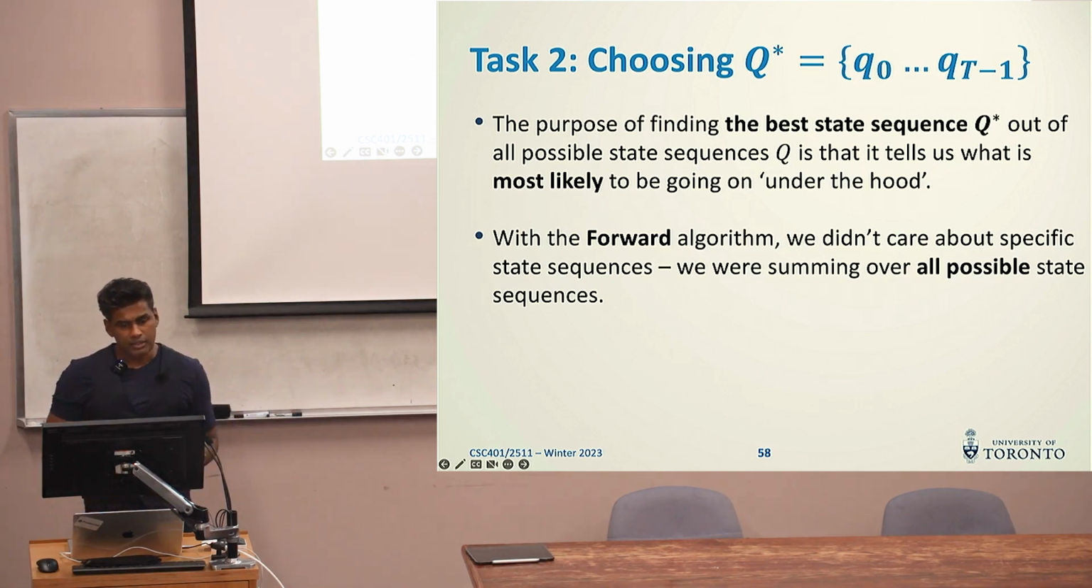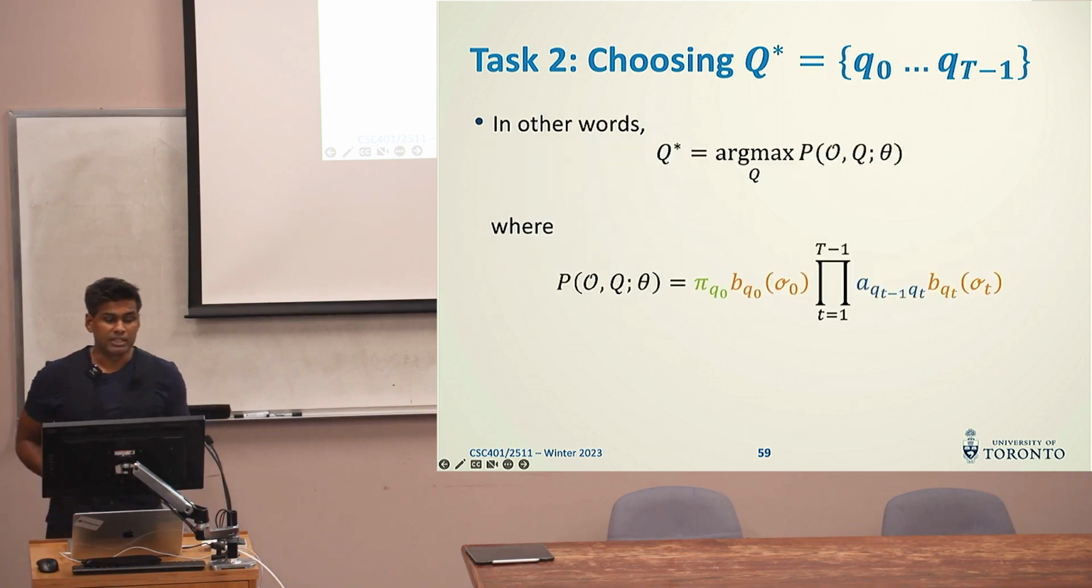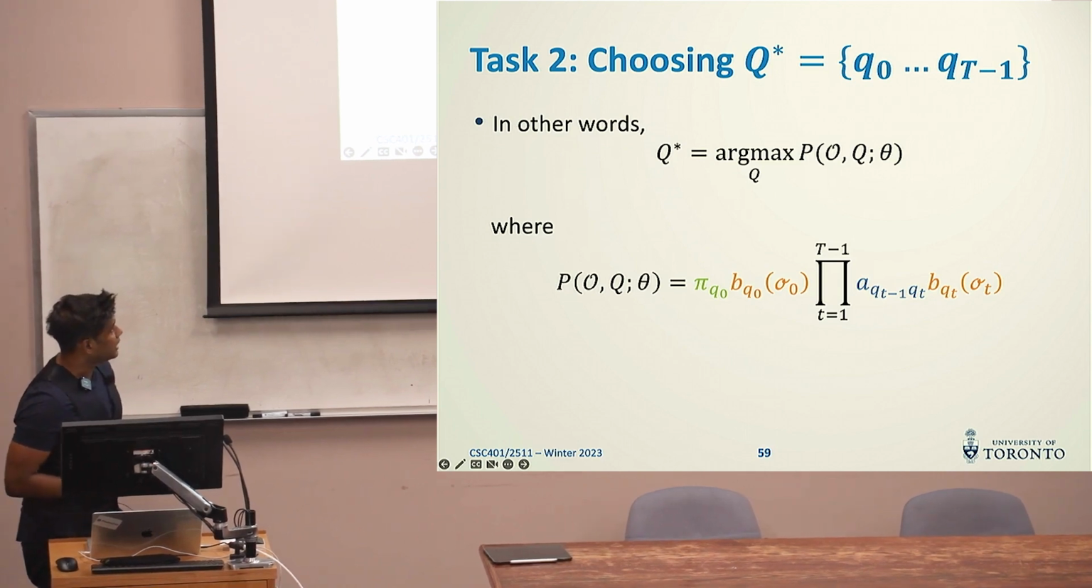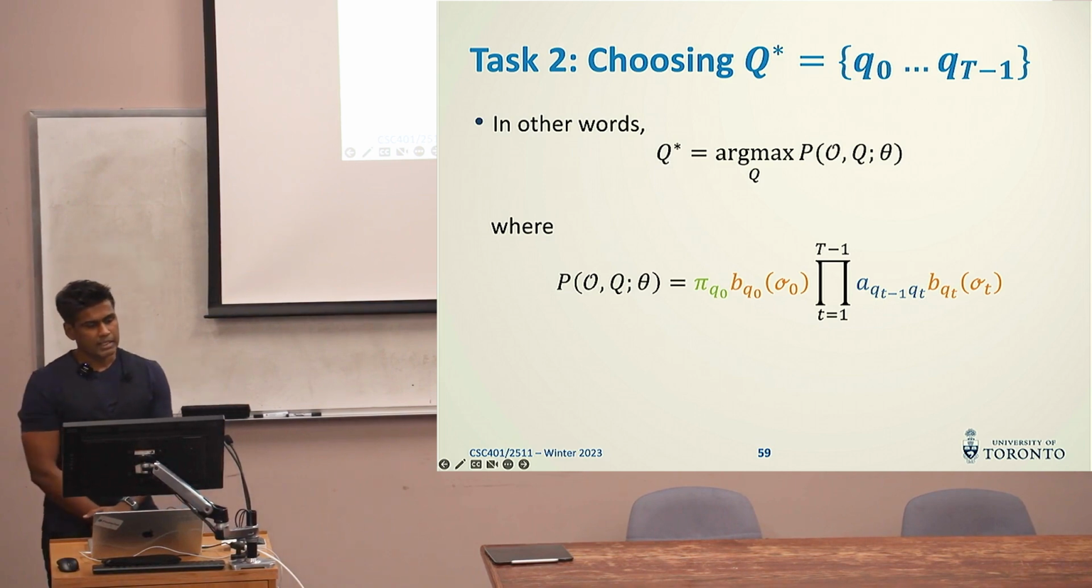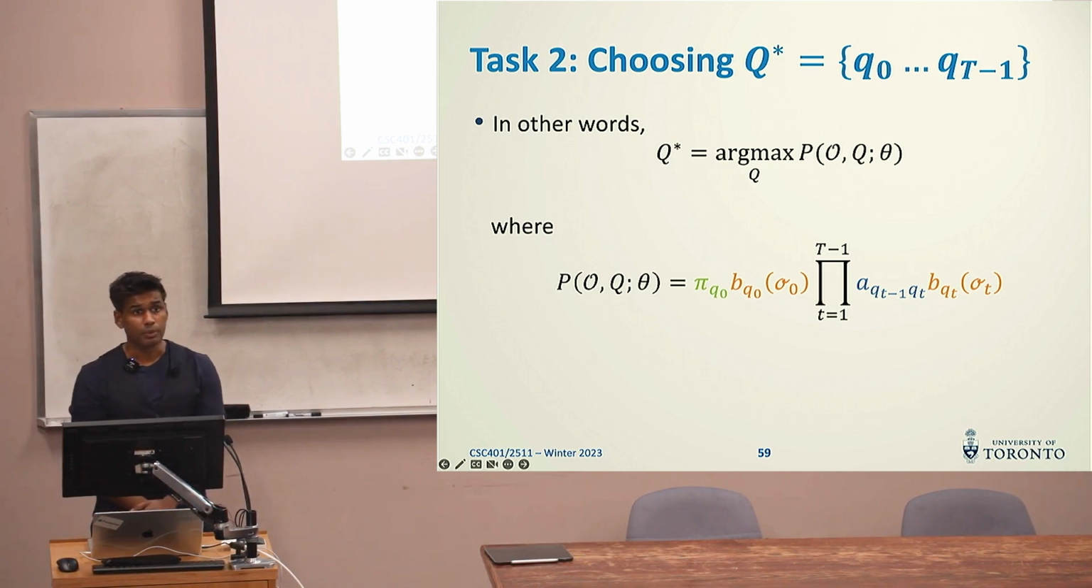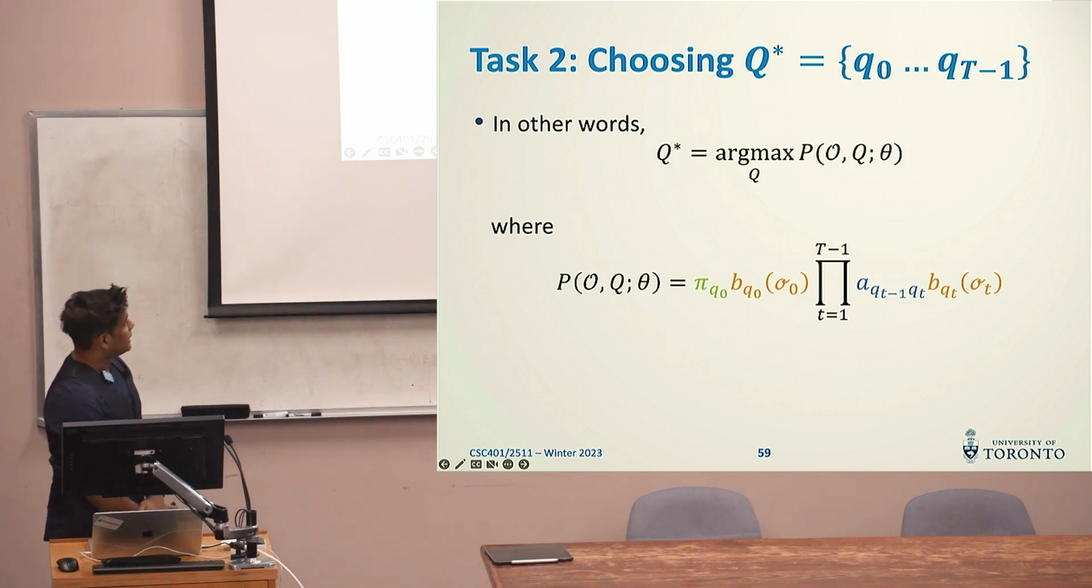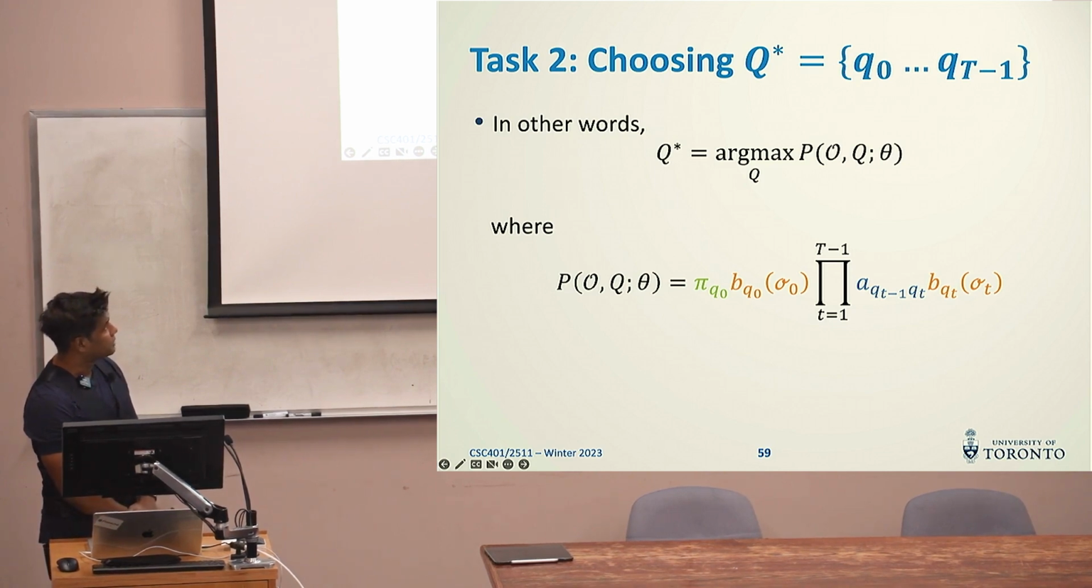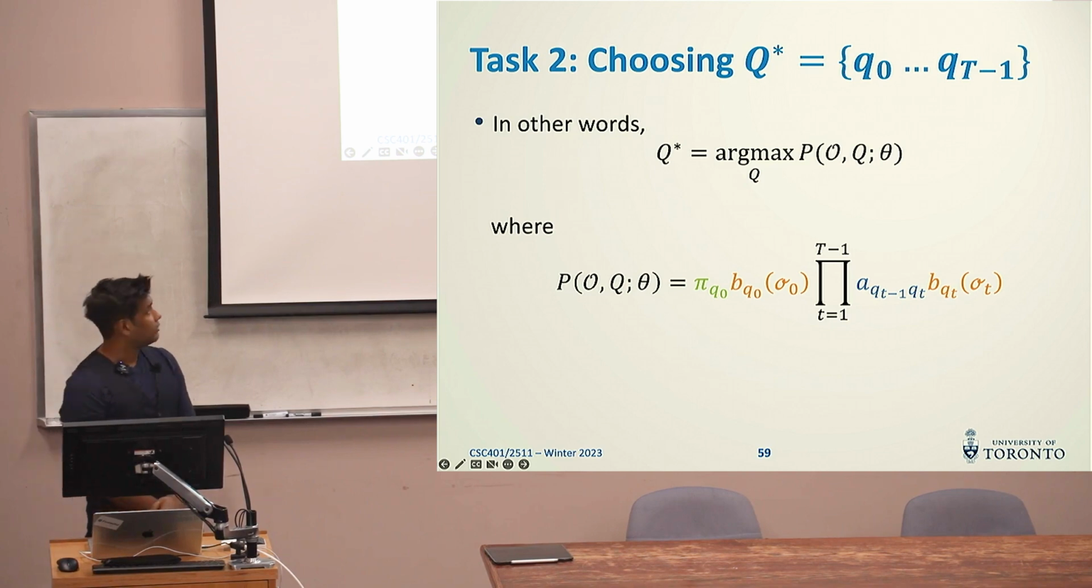And in the forward algorithm, we did not care about a specific state sequence. We just summed over all possible state sequences. But in this task, the state sequence does matter. We're after the best state sequence. If we formalize this mathematically, it becomes Q star equals argmax over Q of the joint probability of observations and state sequences. And the bottom equation basically decomposes the joint probability using the parameters of an HMM: the initial state probability, emission probability, and the transition probability. You have already seen this in our forward and backward procedures.